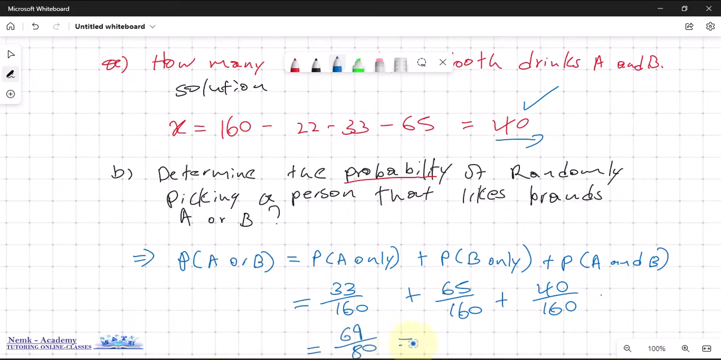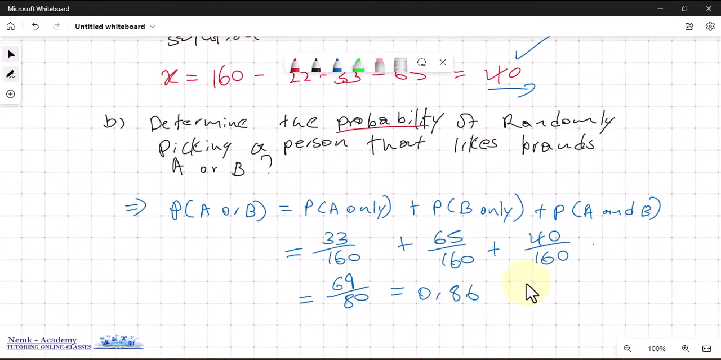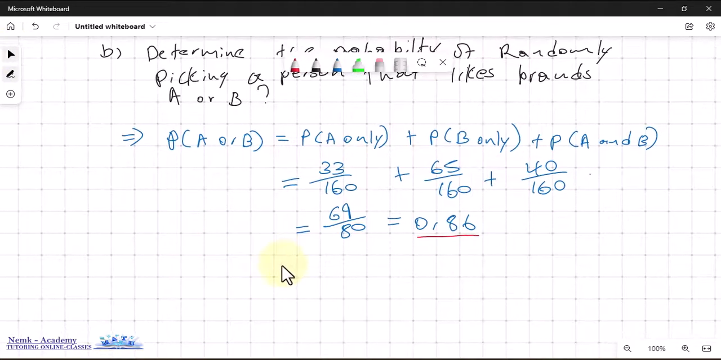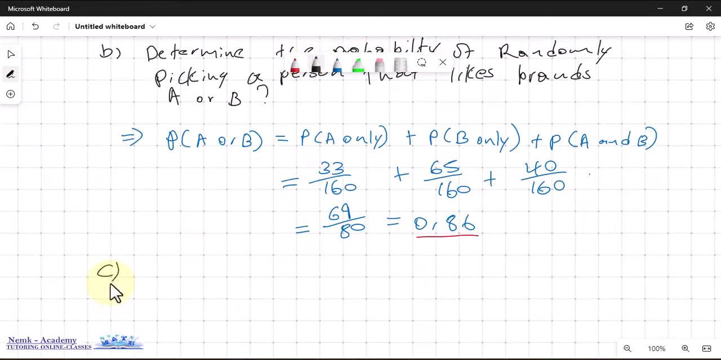69 over 80, and in decimal form it is 0.86. So that's correct. You remember I said your probability cannot be equal to 1 or greater than 1. It must always be between 0 and 1. So whenever your answer is between 0 and 1, it means probably your answer is correct. Then let's move to the next question, number C.